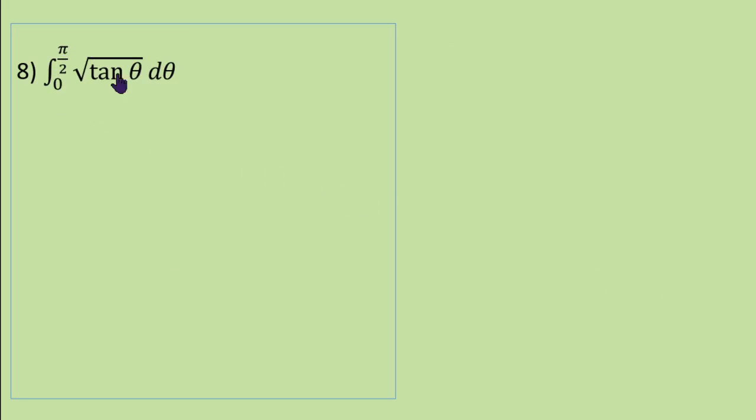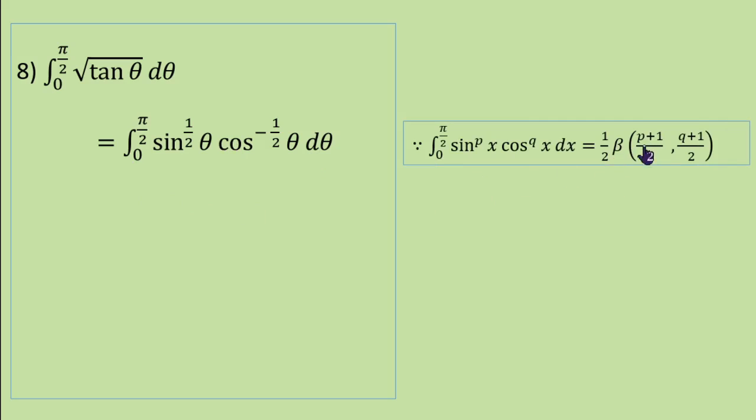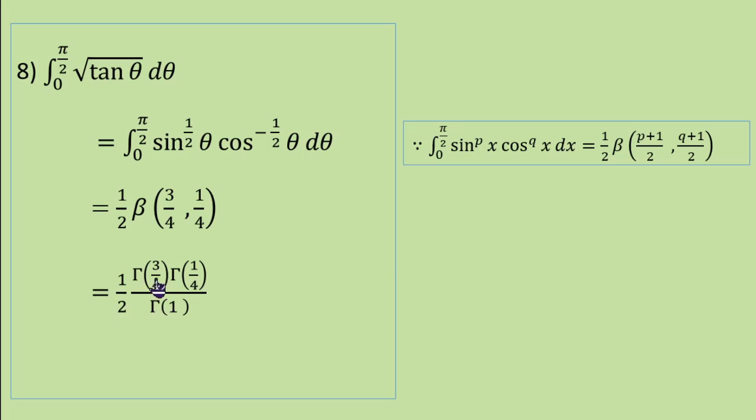Evaluate integral 0 to pi by 2 root tan theta d theta. Tan theta is sine by cos. Therefore, square root of sine theta by square root of cos theta is nothing but sine power half theta cos power minus half theta d theta. So by the previous formula, that is half beta p plus 1 by 2, q plus 1 by 2, means half beta half plus 1 by 2, so that is 3 by 4, minus half plus 1 by 2, that is 1 by 4. And by the gamma function, half gamma 3 by 4 gamma 1 by 4 by gamma 1. Gamma 1 is 1. Therefore, it is gamma 3 by 4 gamma 1 by 4 divided by 2. That is the required answer.